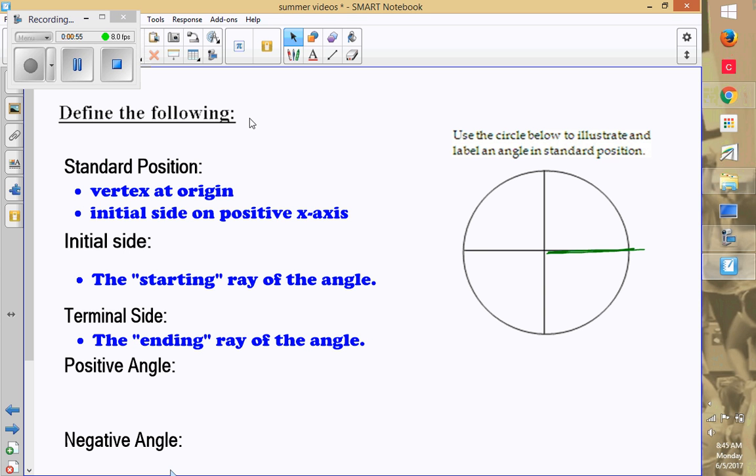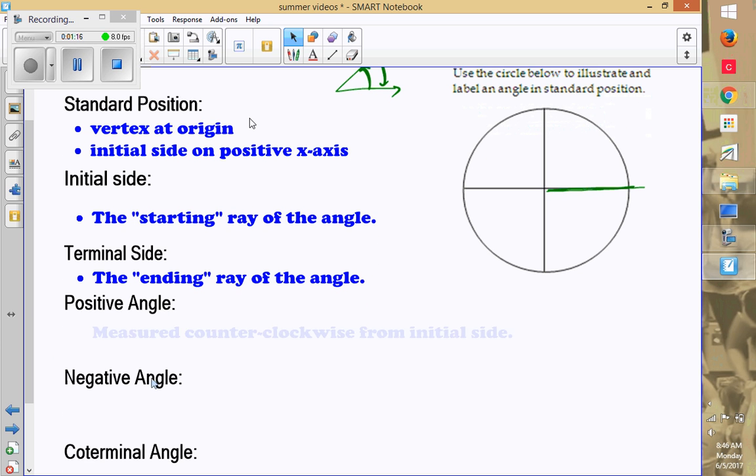If you think about any angle, you have to have two different sides. So the angle can either be drawn that way or this way. So initial side is the starting ray, the terminal side is the ending ray. Now you can see I just drew that two different ways.